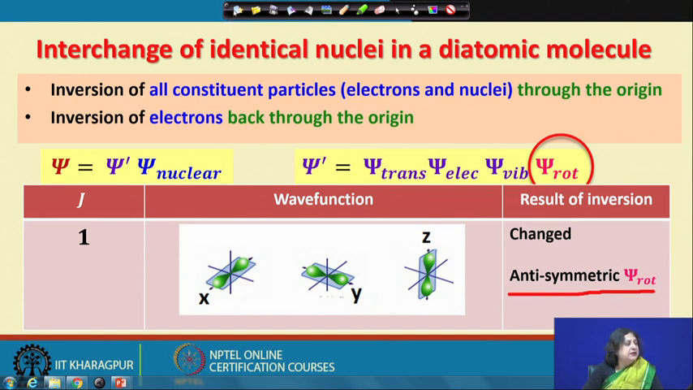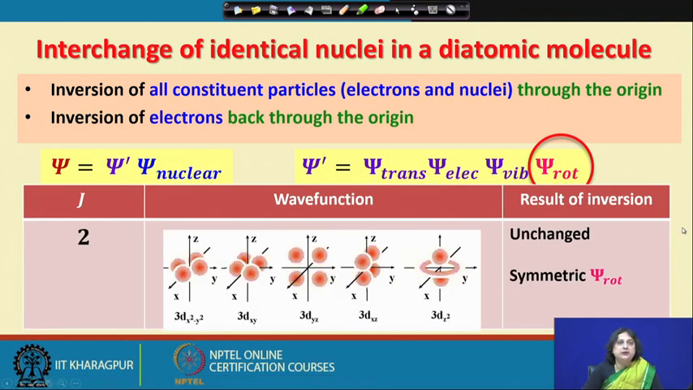and here the associated psi rot must be antisymmetric. Similarly, if I go ahead and look at what happens to j equal to 2, once again these are d-like properties, and therefore, the wave function is shown to be symmetric with respect to the interchange of identical nuclei.